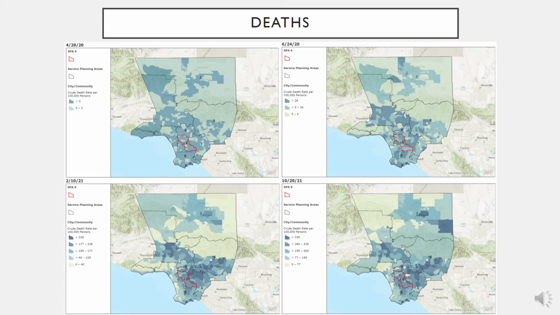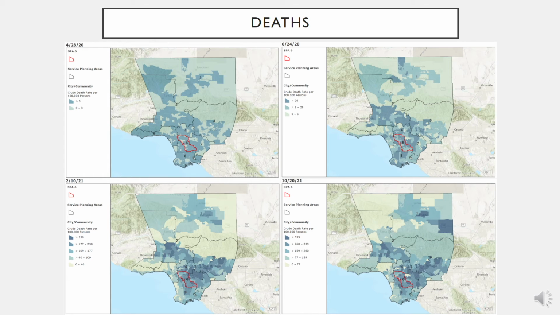Looking at death rates in April 2020, COVID-19 deaths lagged cases, so early on there's no discernible pattern as COVID-19 deaths were spread throughout the county, and there was very few deaths countywide. In June of 2020, you could see a slight trend in SPA 5 having a lower death rate, but no distinctive pattern is forming.